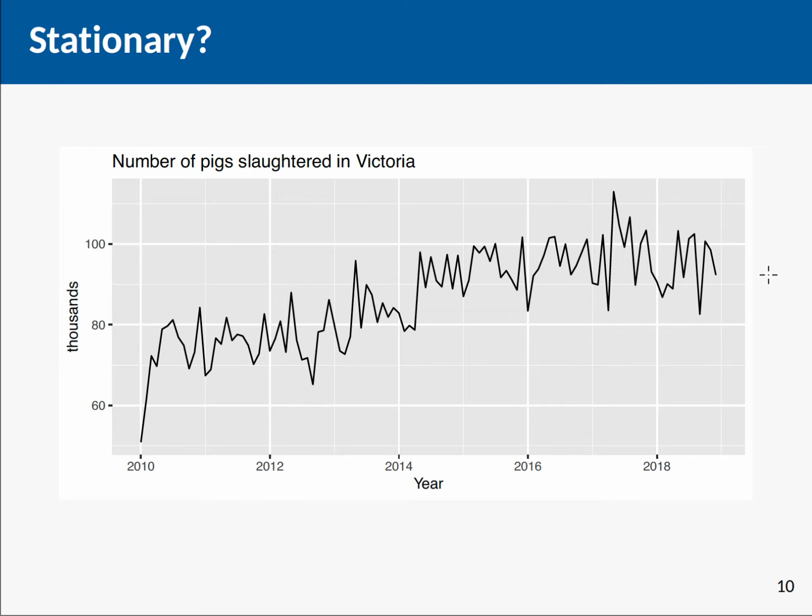Okay, this is showing you the number of pigs slaughtered in Victoria, the state of Victoria in Australia. Again, this is not displaying stationarity because this is showing you some sort of seasonal patterns that continue to persist over time.